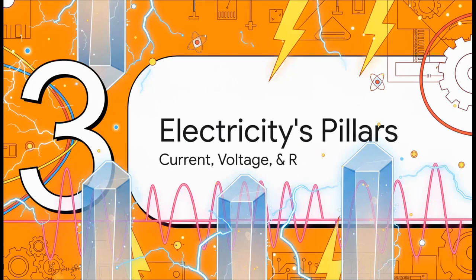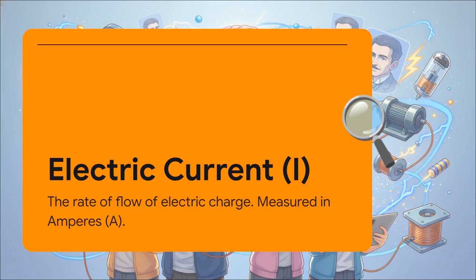Okay, so let's follow our own blueprint. Step 1, the fundamentals. When it comes to electricity, that means there are 3 big ideas that everything, and I mean everything, is built on. First on our list is electric current, which we usually just call I. The best way to picture this is to think of water flowing through a pipe. Current is just the amount of charge, the amount of water that's flowing past a certain point every second. And we measure that flow in amperes, or just amps.